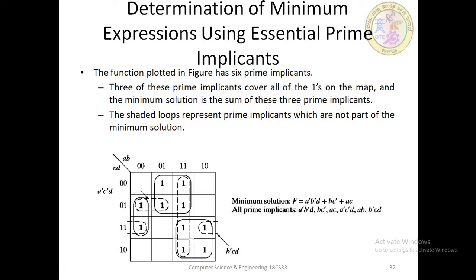But how will this become a non-prime implicant? Here you can see, suppose we draw these dotted lines like this, then it will become a non-prime implicant.